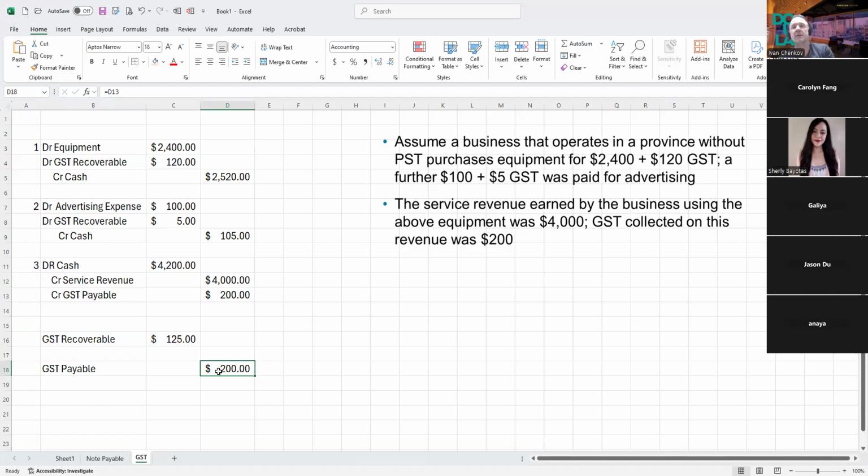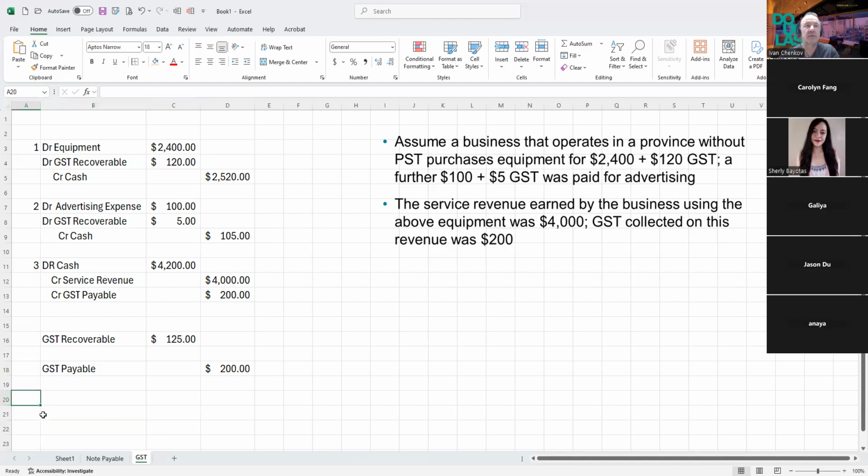Instead of asking the government to pay us 125 and then us paying them 200, we can just calculate the balance and see where we are. In this case, do we have to pay or do we get the money back? Which one is higher, payable or recoverable? Payable. So what do we have to do? We have to pay. So we clearly have to give the government cash, correct?